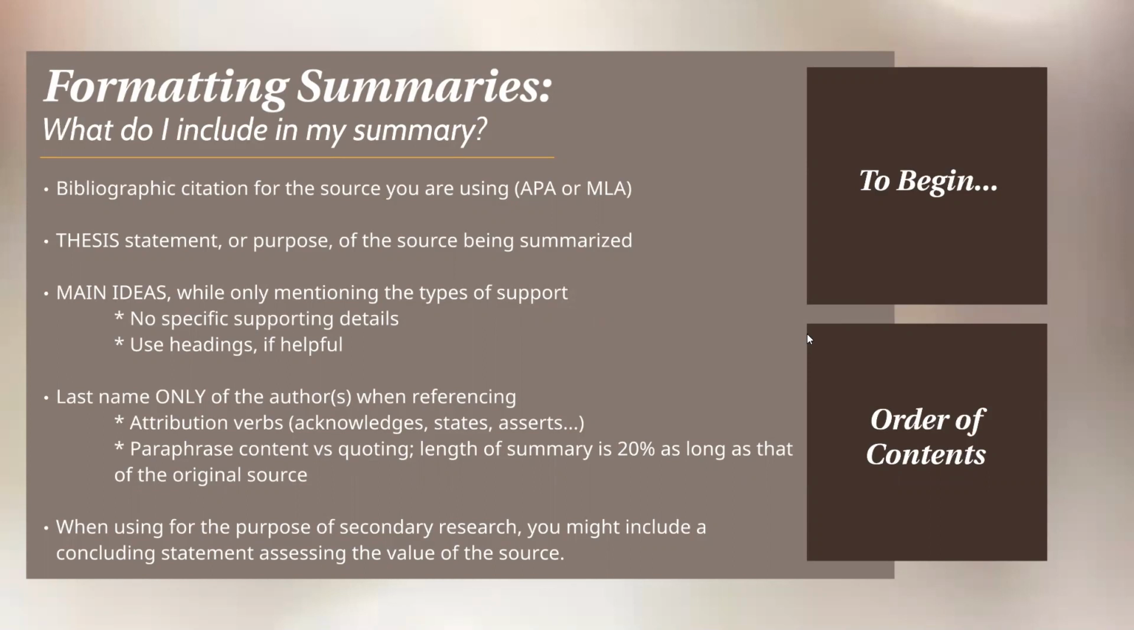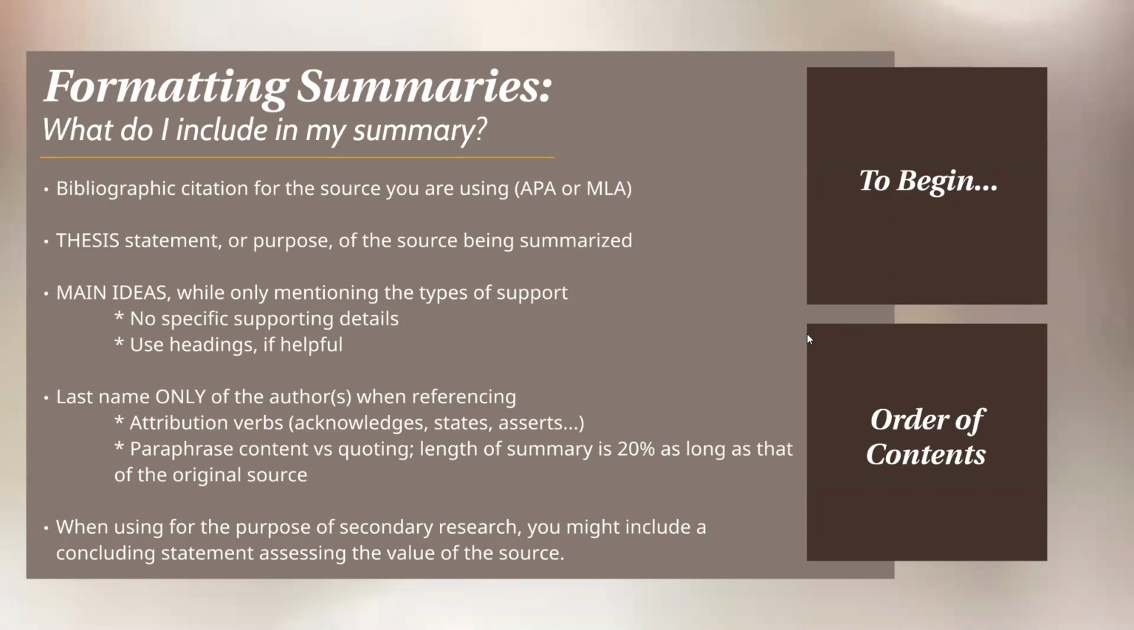Main ideas from that source. You want to include all the main ideas while only mentioning the types of support, the supporting details the author uses to back those up. You don't want to use the specifics of those. So if the author of the source that you're summarizing uses data to support that main idea, you can state that the author uses data in your writing, but you don't want to get into the specifics of all the data. If there's quite a bit of information that you have to paraphrase as far as the main ideas go, you can always use headings if that is helpful.